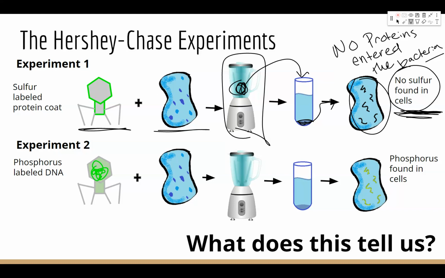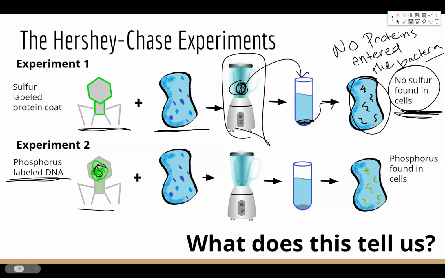What they did was they took one of these viruses, and instead of putting a radioactive coat on it, they just put radioactive DNA in it. So they took DNA with this radioactive phosphorus in it. You see how it's super light green here in the DNA this time? Because that's where the radioactivity is. It's in the DNA. And they did the exact same process.